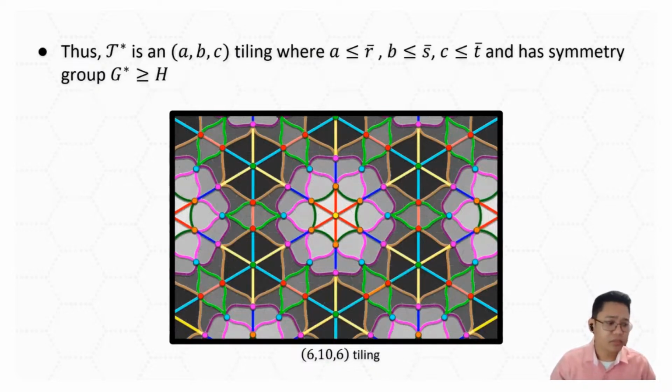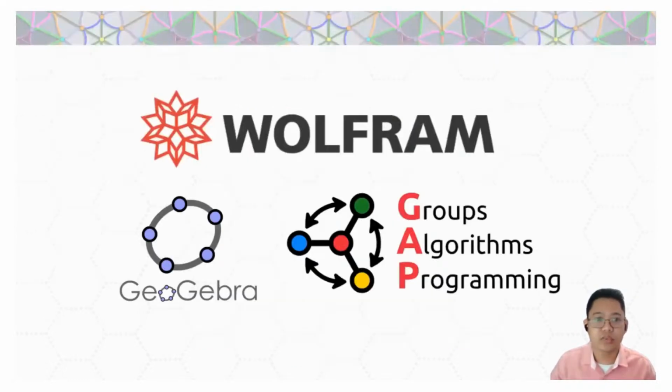Now, how are we going to do this? There are different software packages that we use in order to construct the tilings. We can use GeoGebra and Wolfram to visualize the tilings. We also use GAP, Groups, Algorithms, and Programming, for computation of subgroups. So these are things that we can use in constructing and computing tilings. So let's try to implement this in Mathematica.